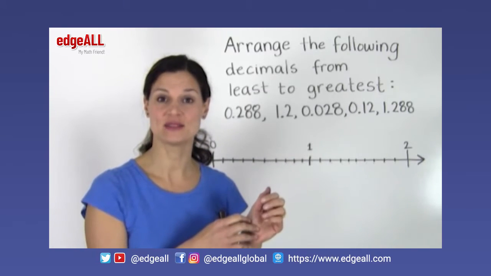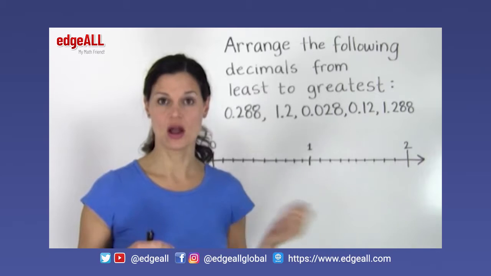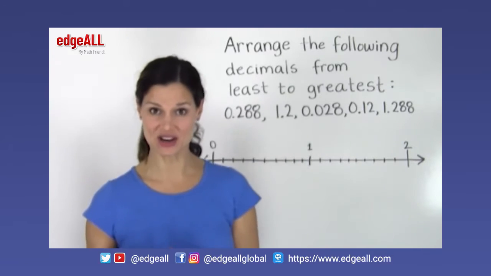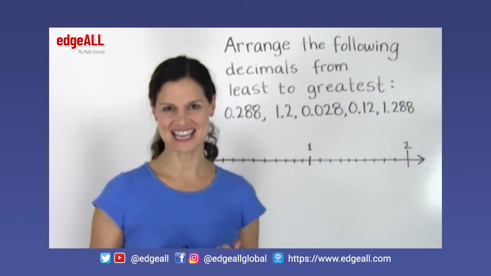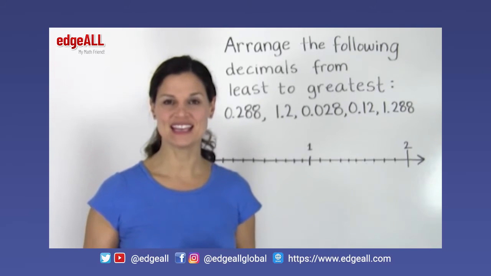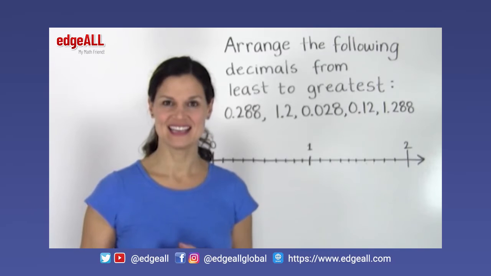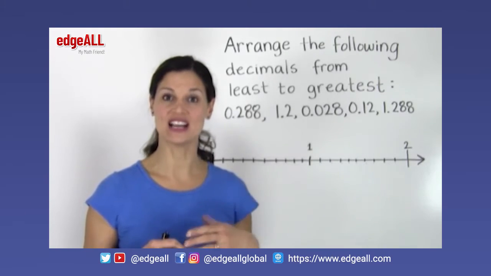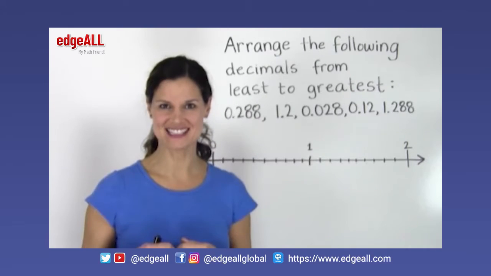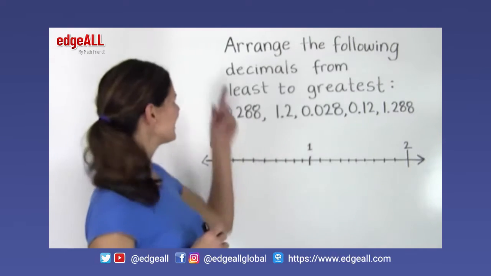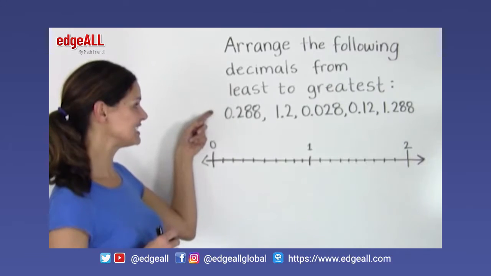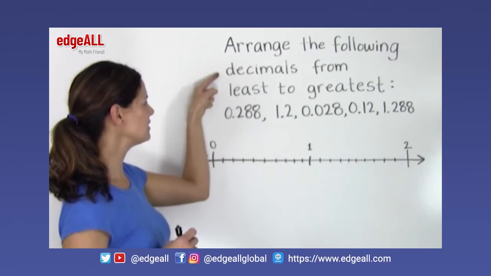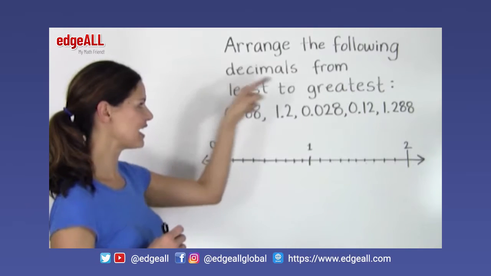You can order a set of decimals or a set of numbers either in order from least to greatest, increasing, also sometimes called ascending order, or you can order them from greatest to least, or decreasing, also called descending order. We're going to look at an example in which we're asked to order a set of decimals in ascending or increasing order from least to greatest. Let's look at this example of a set of decimals that we're asked to order. Arrange the following decimals from least to greatest.